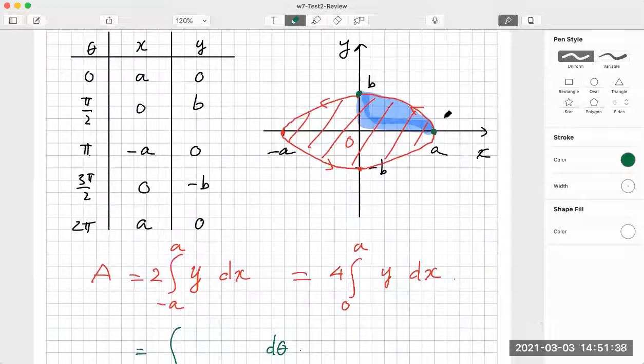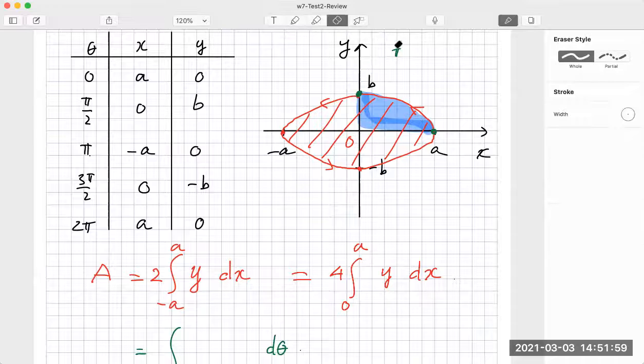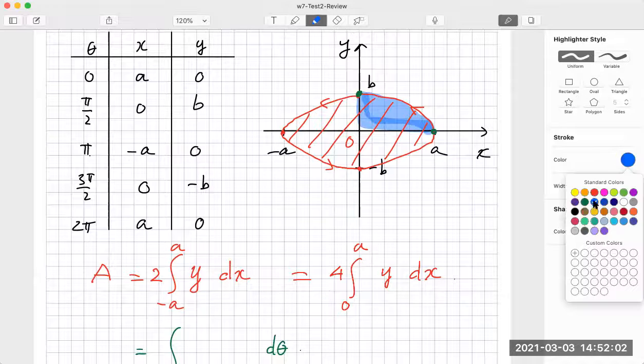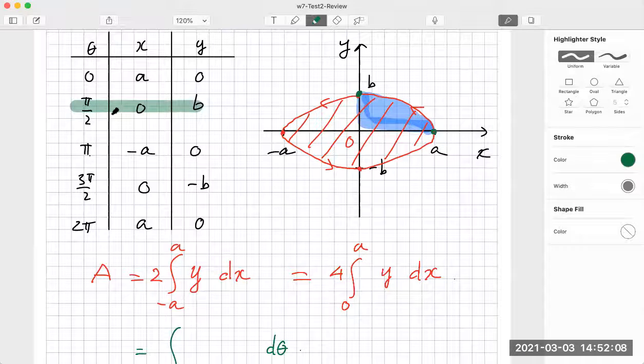But in theta variables, you see theta starts from 0 at this point, a0, and goes counterclockwise to this point. In theta, the angle theta corresponds to the value of theta. What is it? This point, theta is pi over 2, will be this point. And at a0, the theta will be at 0 here.